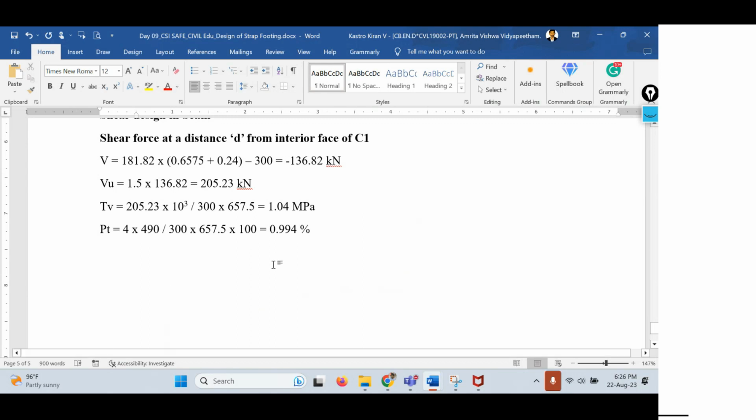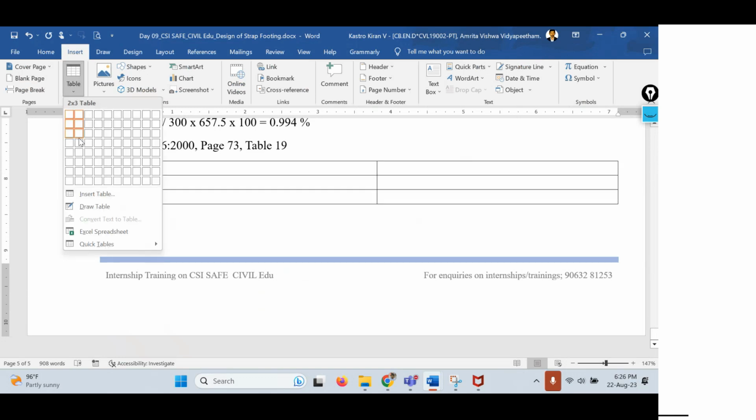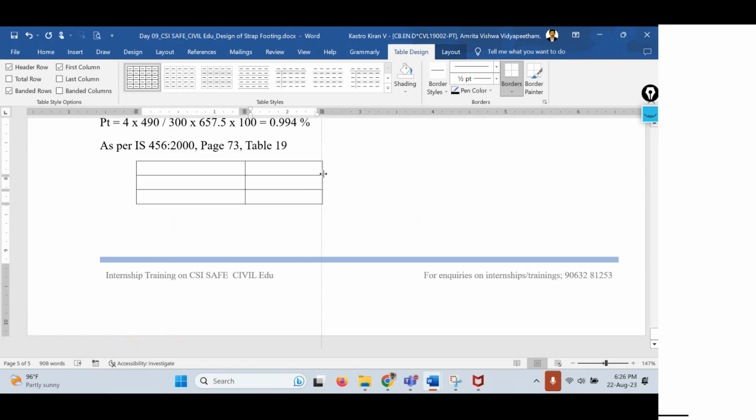So based upon the PT value, we can find the tau c value. How to find the tau c value? We know Table 19. As per IS 456 2000, page 73, if I'm not wrong, Table 19. If you refer to this, we are going to get the PT value. So let me draw the table first. I have already written the values in my rough calculation, so I'm just directly writing this. So PT and then tau c value.